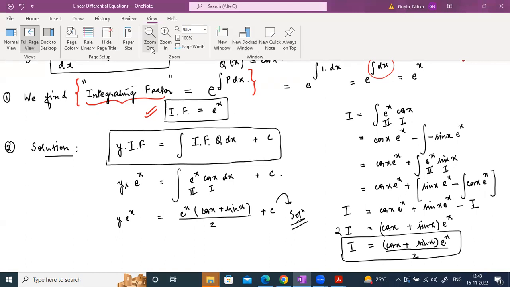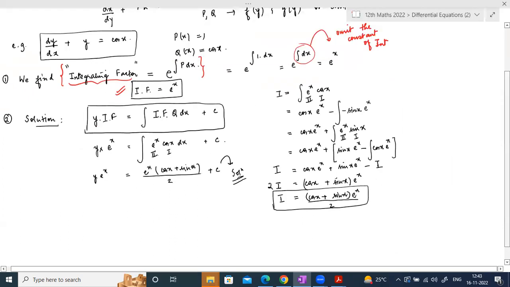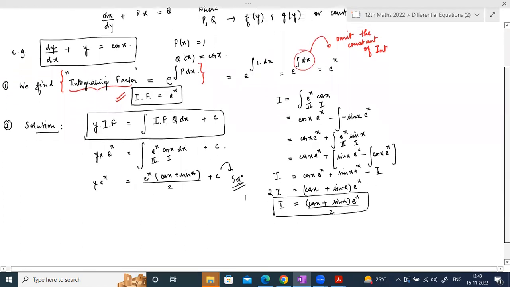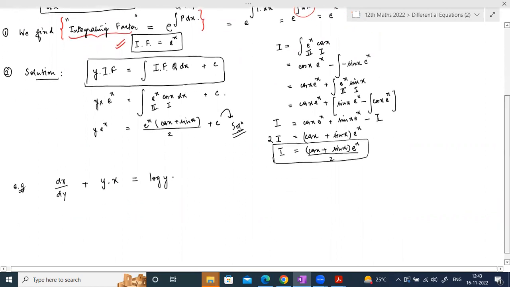Now, if the equation was in a different form, in the second form, dx by dy plus, let's say, y times x is equal to log y. Is it linear or not? Because it resembles dx by dy plus px is equal to q.